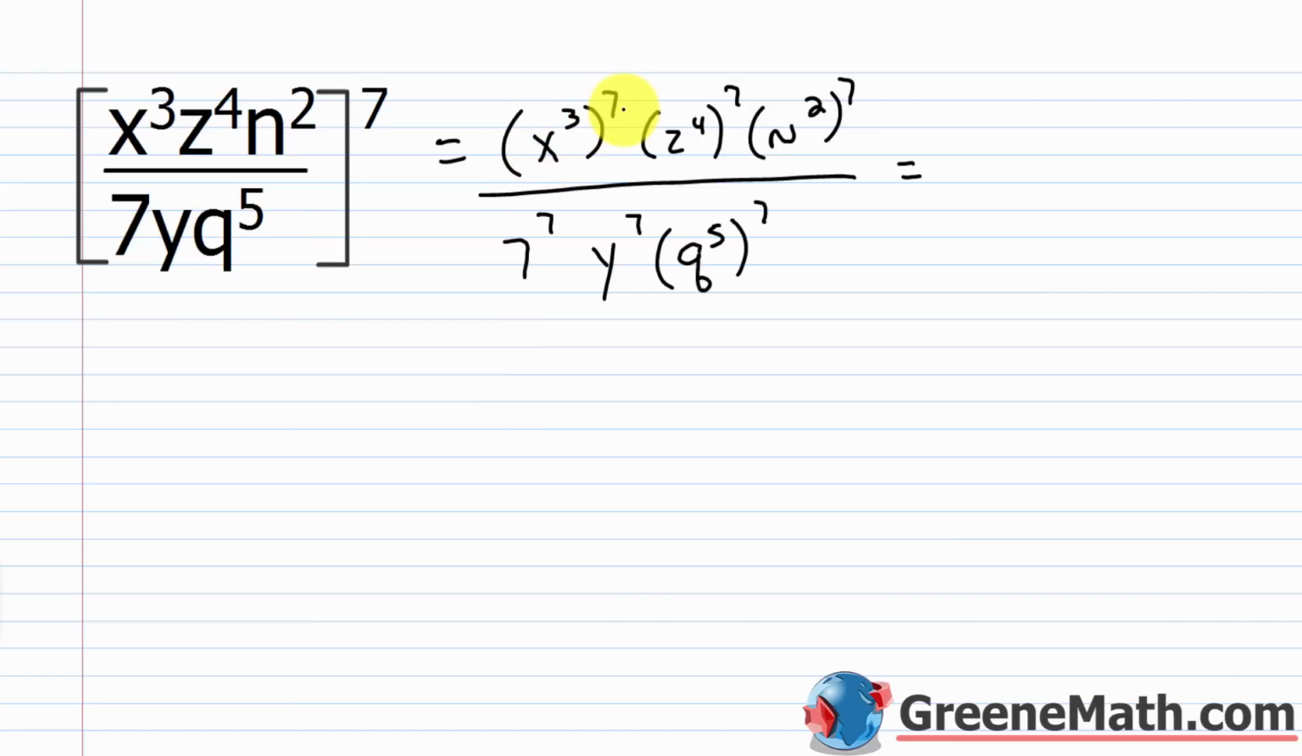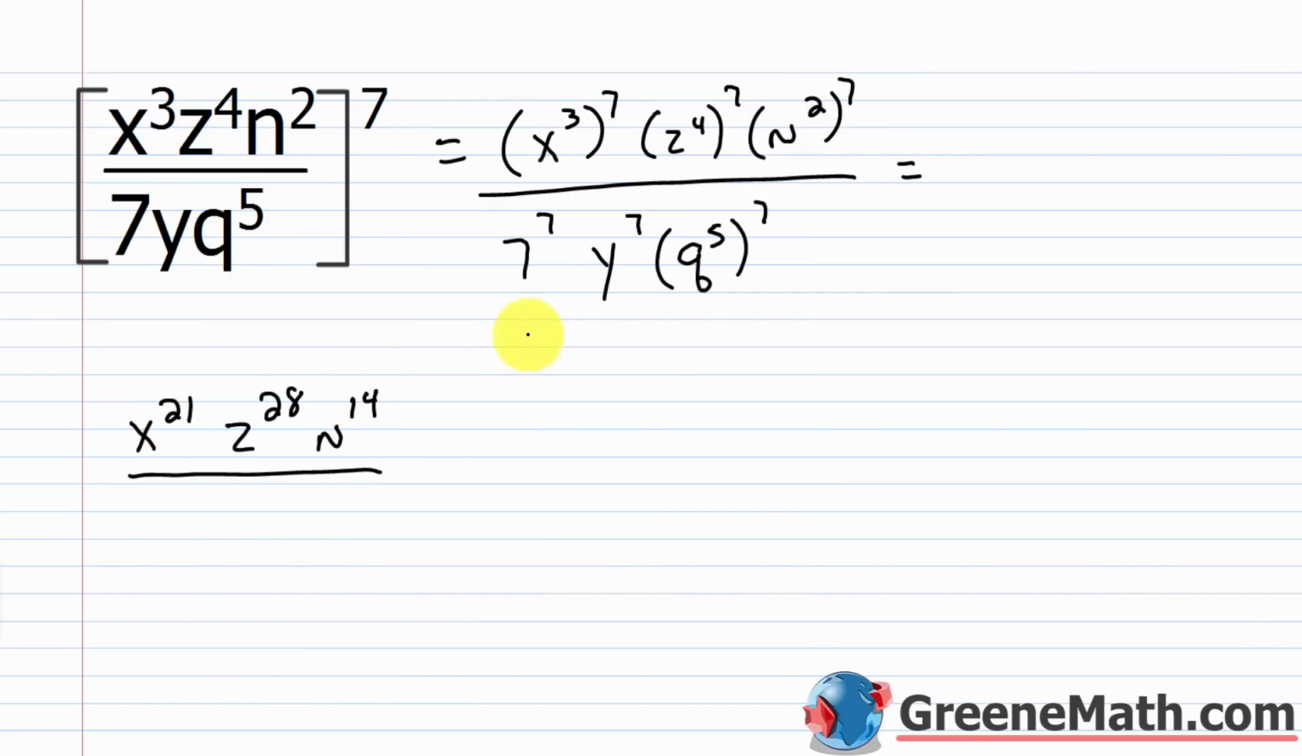So x cubed to the 7th power is x to the 21st power. Right? You take x and you leave it the same, multiply exponents. 3 times 7 is 21. Then z to the 4th power, raised to the 7th power. Z stays the same. And then 4 times 7 is 28. N squared, raised to the 7th power. N stays the same, multiply exponents. 2 times 7 is 14.